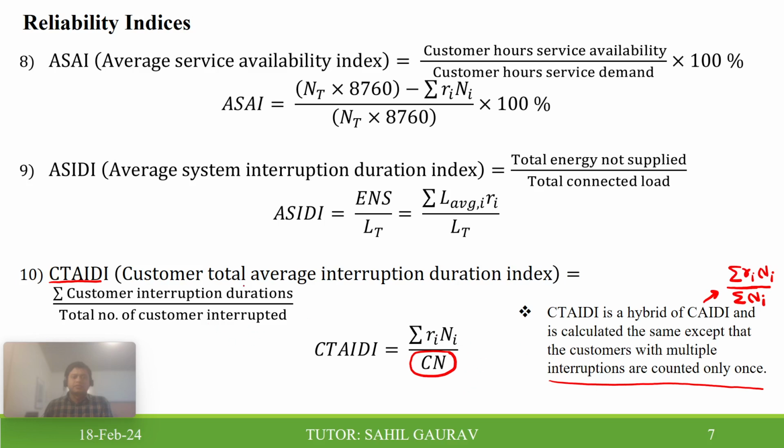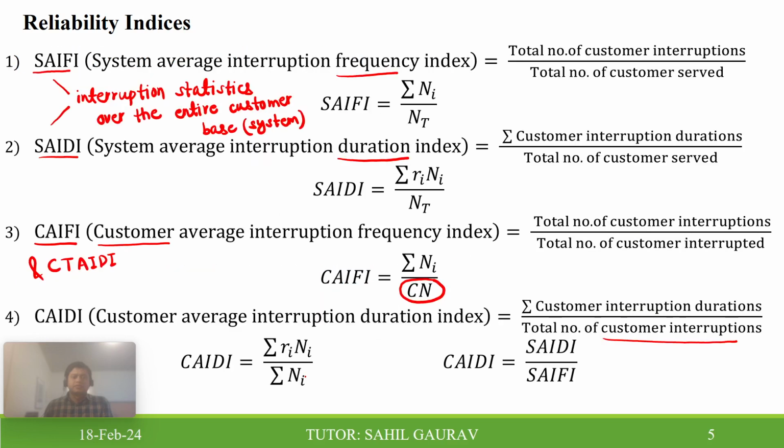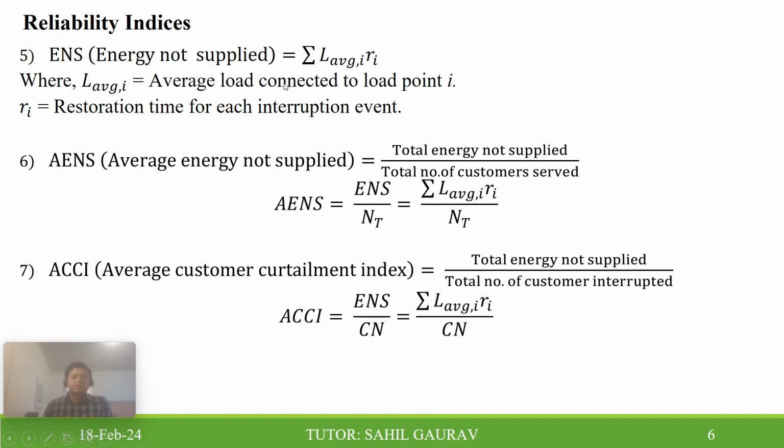So you have to see that wherever the term customer comes, it denotes the customer interruption. While if the term system comes, then it will be with respect to the total number of customers served. Just look at this expression once more, you will remember it easily and can use it in the exam. And energy not supplied is very easy. You just take the average load connected to load point i and multiply it by the time so that you get energy. And for average energy not supplied, you just divide by the total number of customers served.